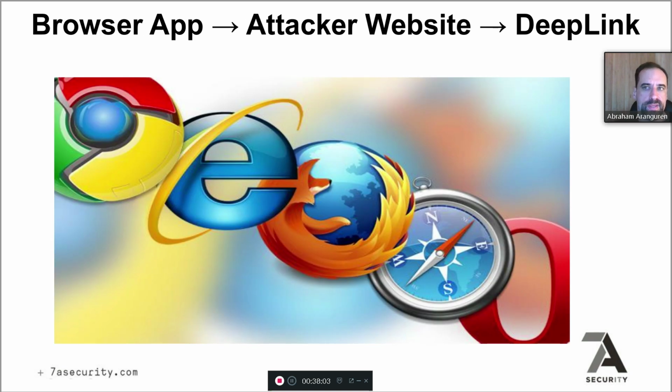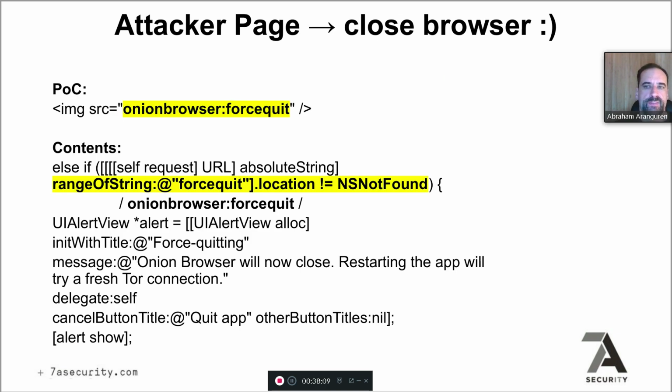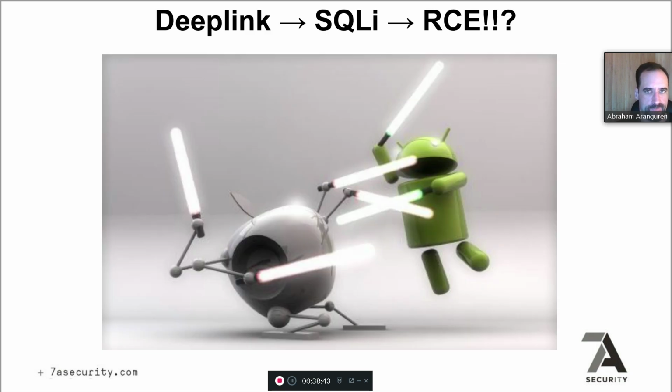Now another scenario would be a browser application that goes to an attacker website that goes to a deep link. In this case, this was the Onion browser. This is a public report, so we can say the application. Basically, if the Onion browser is browsing to an attacker-controlled website, the website could have HTML like this, like image source, Onion browser, force quit, and then the application would close, right? So without user interaction. This is a very interesting attack where, from HTML that the application loads, you can mess with the functions of the application using deep links, right? So it's another interesting attack vector.